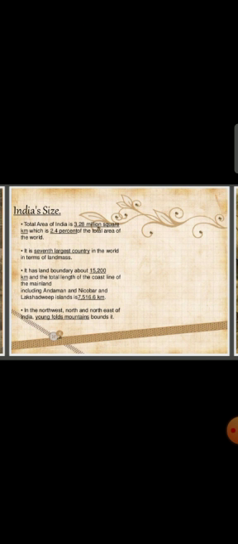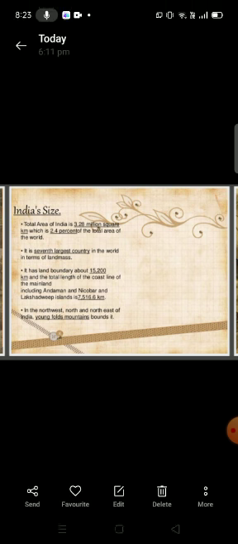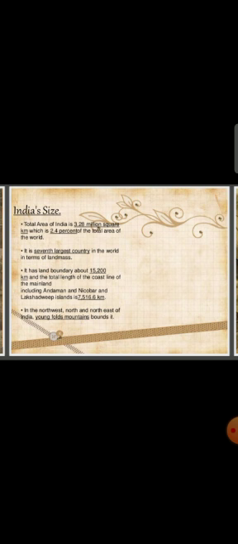It has a land boundary of about 15,200 kilometer, and the total length of the coastline of the mainland, including Andaman and Nicobar and Lakshadweep Islands, is 7,516.6 kilometer. In the northwest, north and northeast of India, the Young Fold Mountains bound it, and all of you are aware of these Young Fold Mountains.